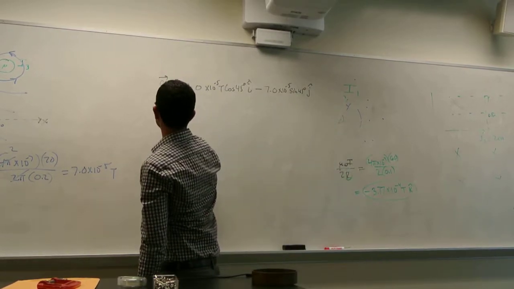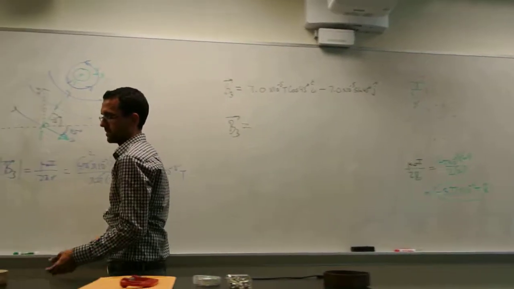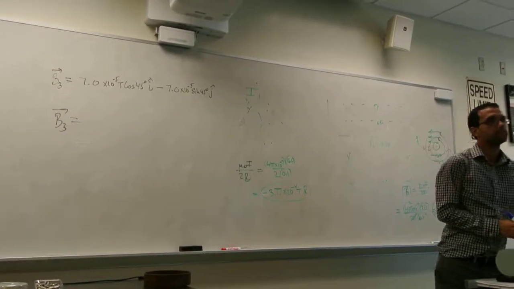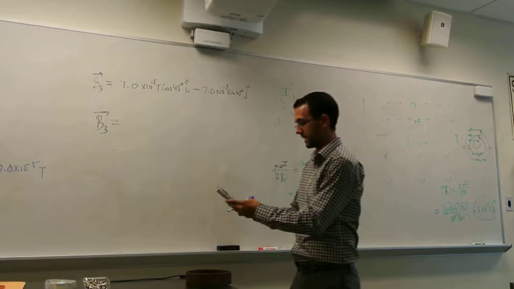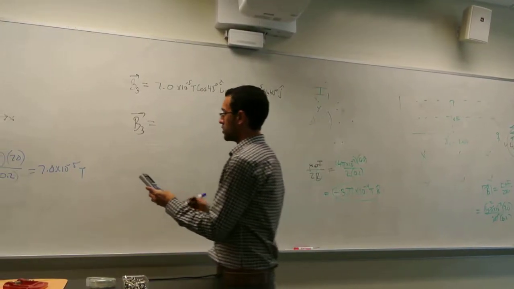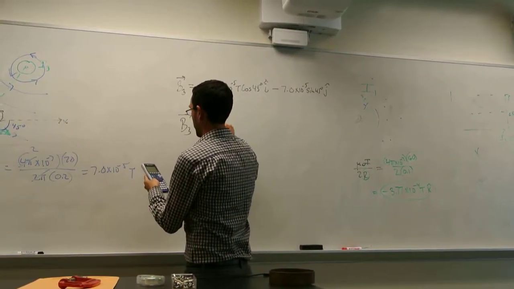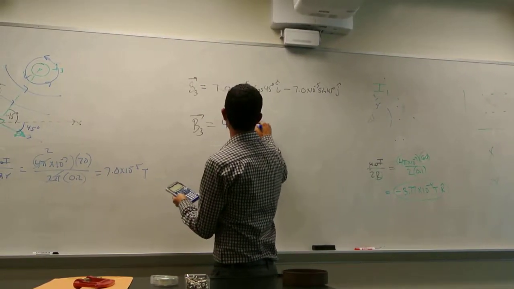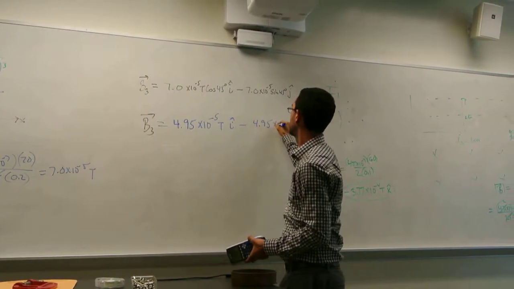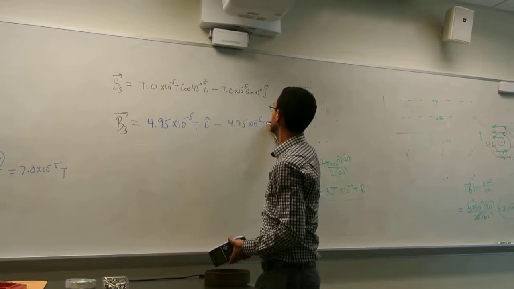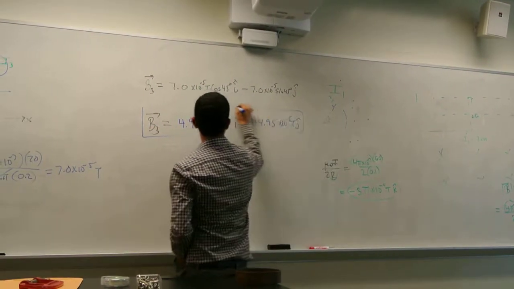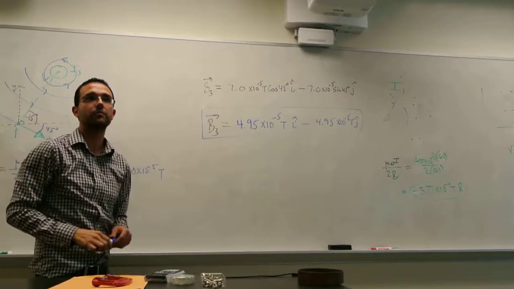Okay. So let's find out what our B3 is. Let's take a look. So B3, that's going to be 7.0 times 10 to the minus 5 times cosine of 45. So that's going to be 4.95 times 10 to the minus 5 Tesla in the i minus 4.95 times 10 to the minus 5 Tesla in the j. Okay, there's my B3. Does everybody see how I got the B3?